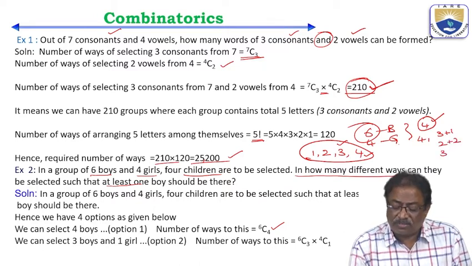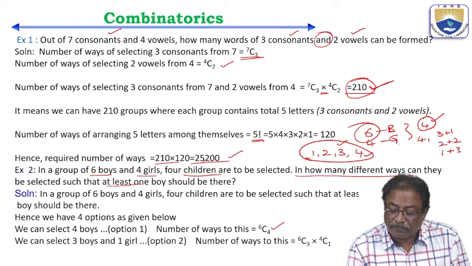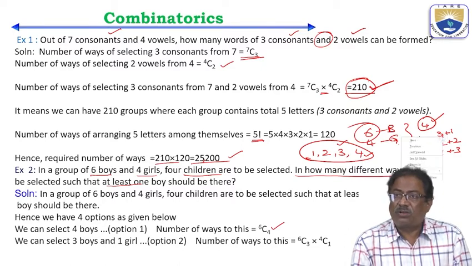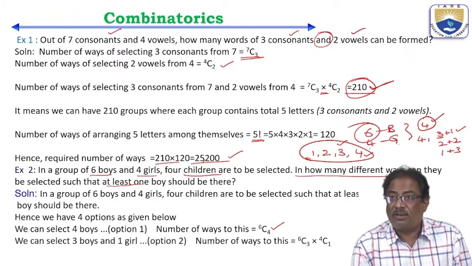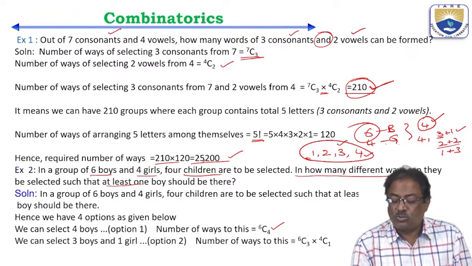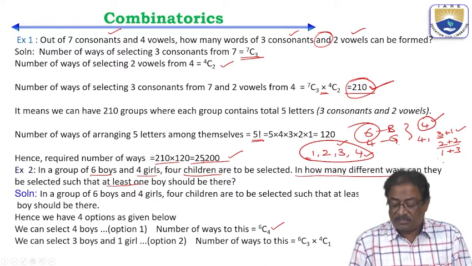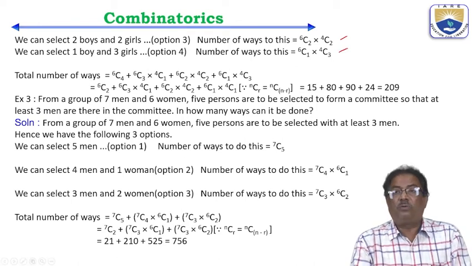Next 3 boys, the number of boys is reducing and the number of girls is increasing, like this. So now the second possibility is 3 boys: out of 6, 6C3, and 1 girl among 4, so it is 4C1. And the next, 6C2 into 4C2. And the next one is 6C1 into 4C3. So these are the possible ways.